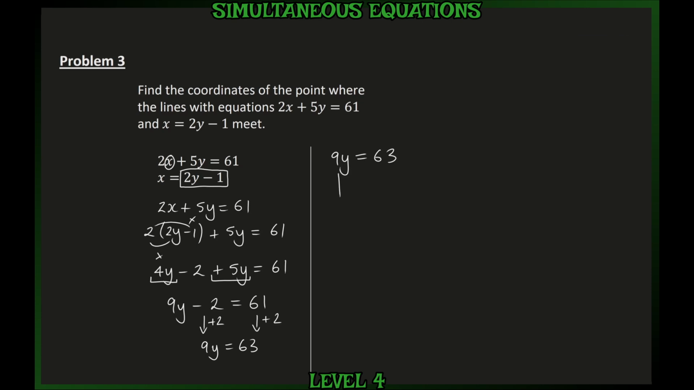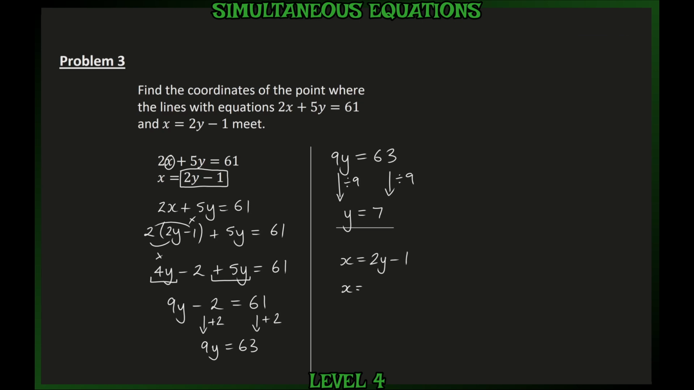To now remove the times 9 from in front of the y, we can divide by 9 and do the same on the right, and on the left the times 9 and the divide by 9 cancel out to leave us with y, and on the right 63 divided by 9 gives us 7. So y equals 7 is the first part of our solution. To find the value of x, we now take the second equation, because x is written here as the subject, and we substitute y for 7.